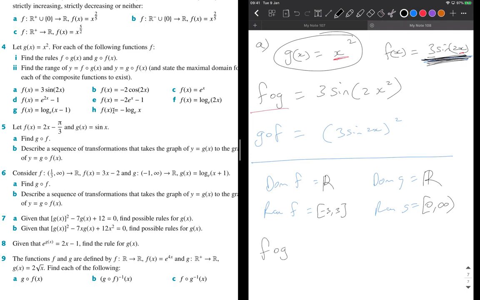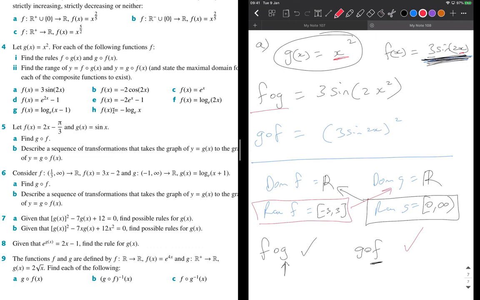For fog, we're relying on the range of g being a subset of the domain of f. So the range of g fitting inside the domain of f, that works. For this one we want the range of f to fit inside the domain of g. That works as well. So both of them exist, which is fantastic.